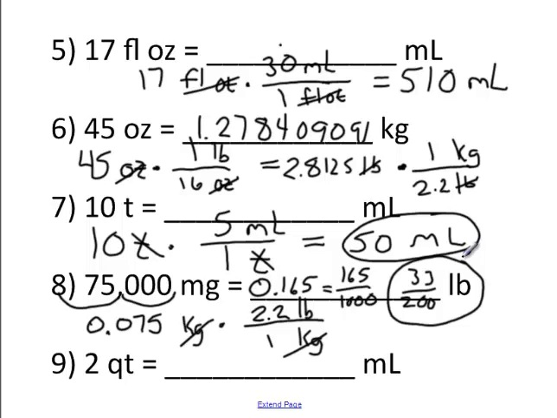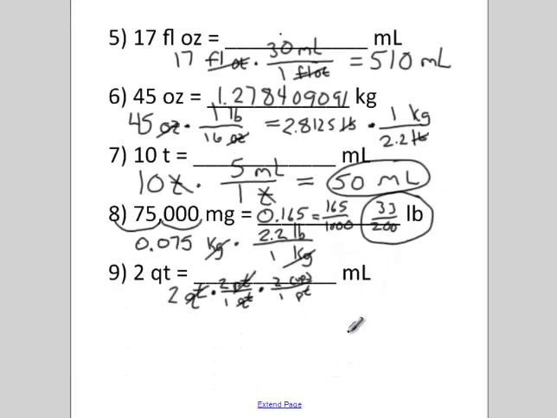Last one on this slide is 2 quarts converted to milliliters. So we start off with 2 quarts. Now, if you don't have that memorized directly, you could do a sequence of conversions. You could convert your quarts into pints, because there are 2 pints in every 1 quart. And then once you got to pints, you could convert your pints into cups, since there are 2 cups in every 1 pint. And then the pints would divide out.